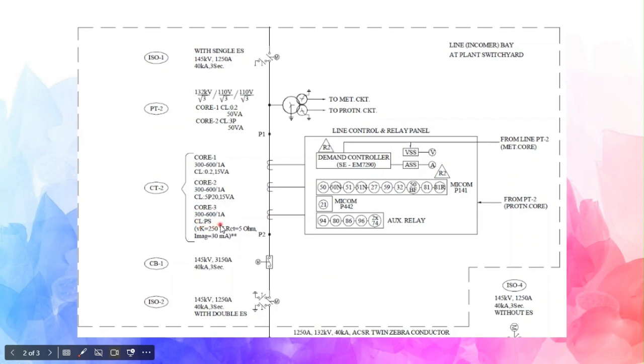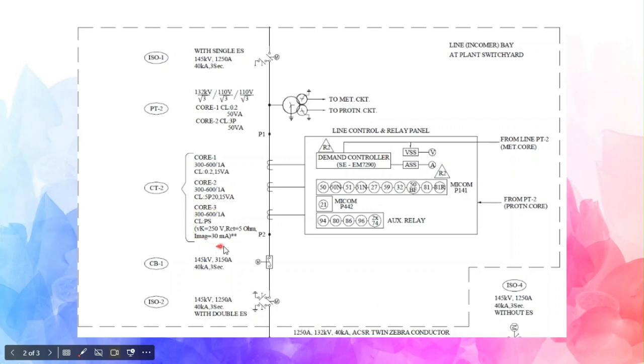Similarly, this PS class CT is very different. We need to calculate this VK value. Here the VK value is 250 volt and RCT is 5 ohm. RCT is the resistance in the CT. And I mag is equal to 30 milliampere. This is a very standard value. I mag means magnetization current required for the CT is 30 milliampere. This VK value we need to calculate, and RCT we need to restrict within 5 ohm. Generally, that is what we try to do.